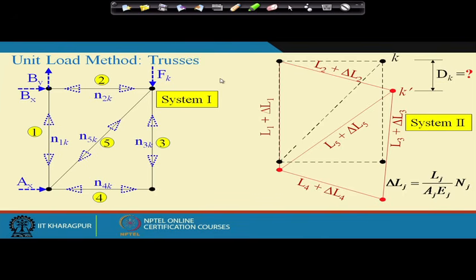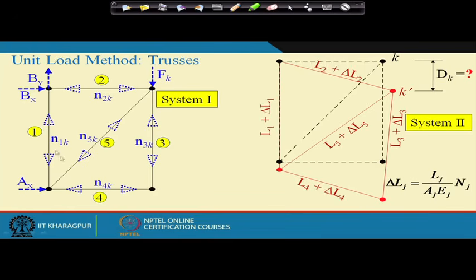So, system 1 is the force field. In this force field, the external force is virtual, and the corresponding internal forces we have are due to the virtual external force. So, this is external, this is system 1. And system 2 is the displacement field.